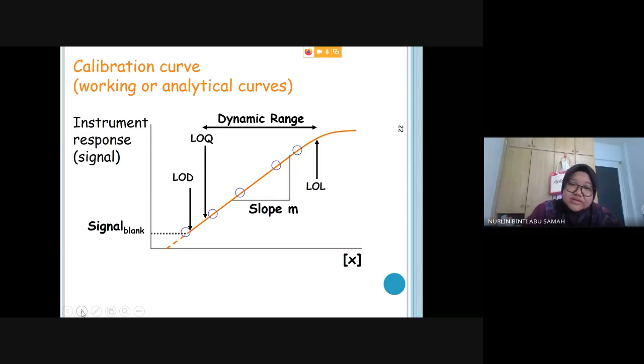So you can see that the linear part here, starting from the LOQ until LOL, this part is the dynamic range. This dynamic range will be different even though you use the same instrument, but the sample is different. The range will be different, and it depends also on your analytes.